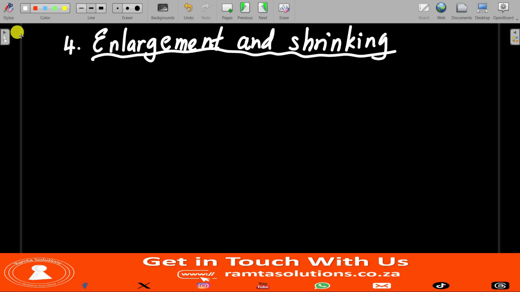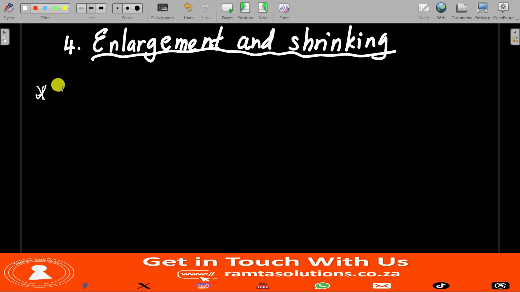So remember, when we introduced the topic of transformation geometry, we said it is the study of how shapes can change direction, can change orientation, and the size. Now, this is the size part of that definition. So now here, what are we looking at?